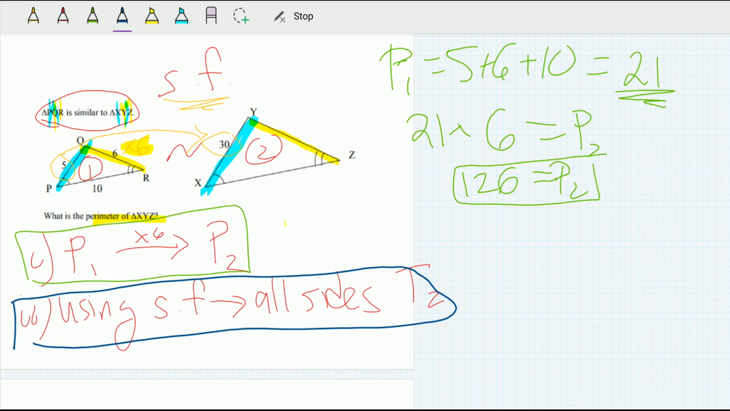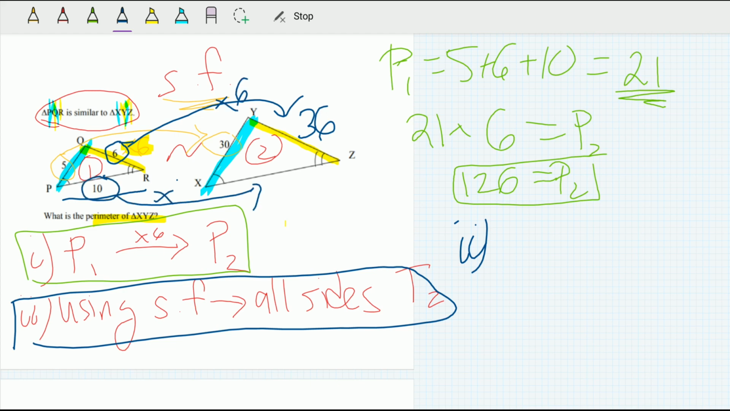You can decide to use whichever way you want. So the second way, if you notice, you have all three sides available to us in the smaller triangle. So using the scale factors, I'm just going to figure out all the side lengths. So 6 times 6 would give us 36, because remember, scale factors times 6. And then 10 times 6 would give us 60.